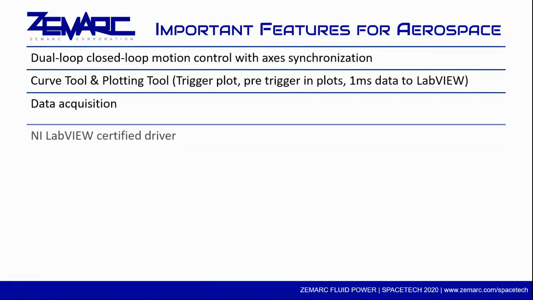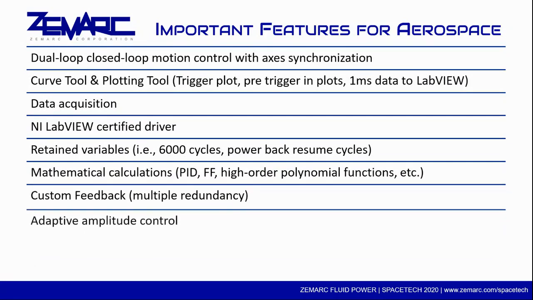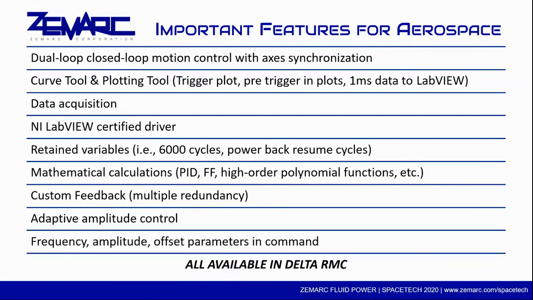RMC features dual-loop closed-loop motion control and axis synchronization, allowing for advanced motion control profiles. The Delta RMC is particularly suited to precision control of fluid power systems where second-order effects impact the ability to control the system. RMC Tools software brings powerful control algorithms into an easy-to-use, easy-to-program format. The auto-tuning wizard allows quick, conservative control parameter generation, but with flexibility for users to fine-tune parameters to suit their desired system preference.